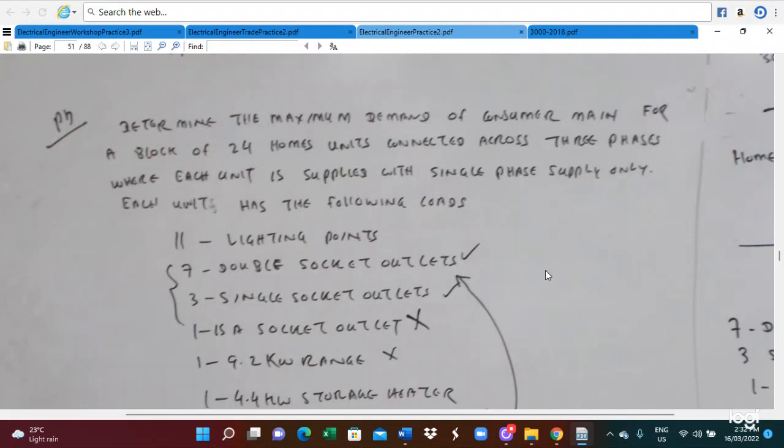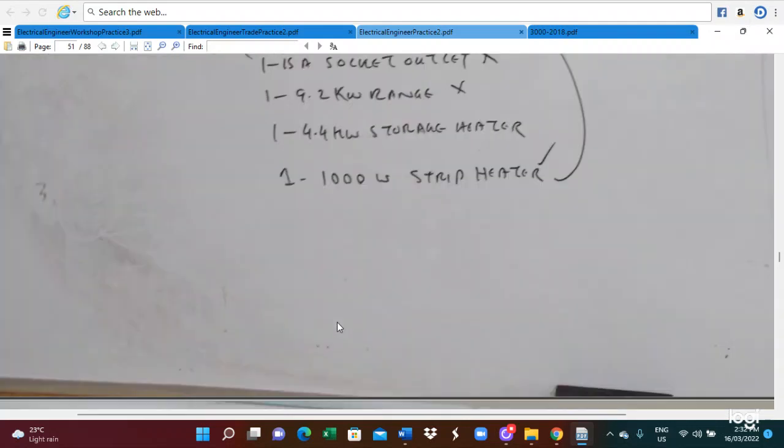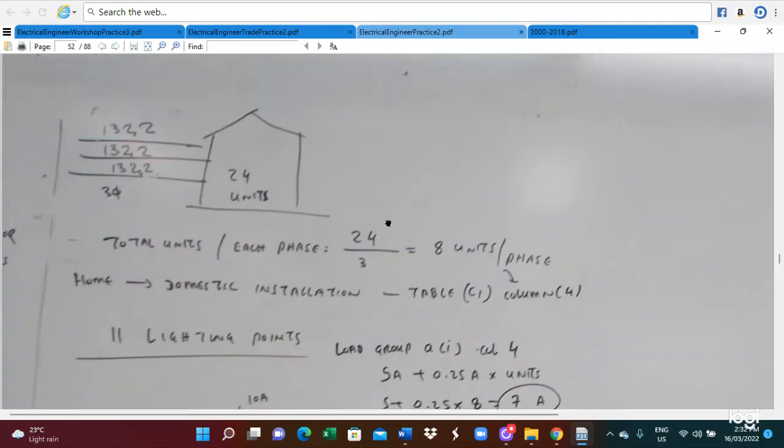There are 24 home units. Firstly, in the calculation, these 24 home units are connected by the 3-phase supply. So for each phase we divide 24 by 3, and we get 8 units. Every phase supplies 8 units, so the total units divided by the phases, 24 by 3, gives 8 units per phase.